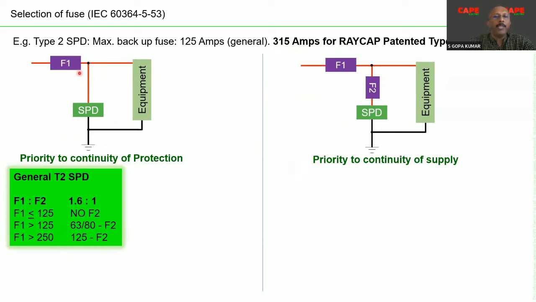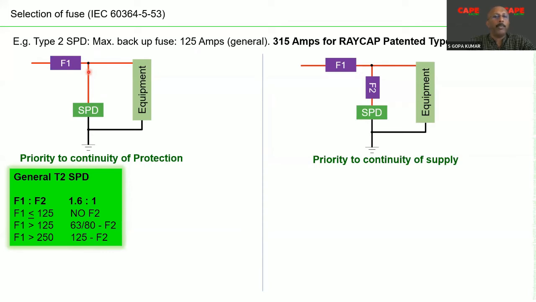F1 is the line fuse, F2 is the additional backup fuse. And if the line fuse is anything greater than 250 amps, you require an F2, and the maximum capacity of F2 is 125 amps. That is the meaning of maximum backup fuse 125 amps. It doesn't mean that always up to 125 amps you don't need any backup fuse.